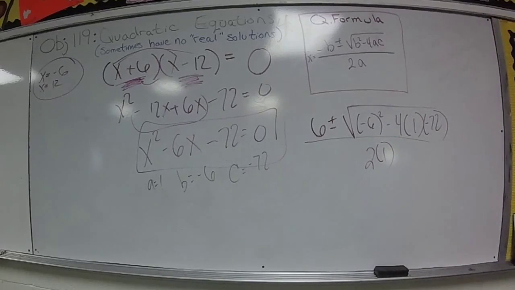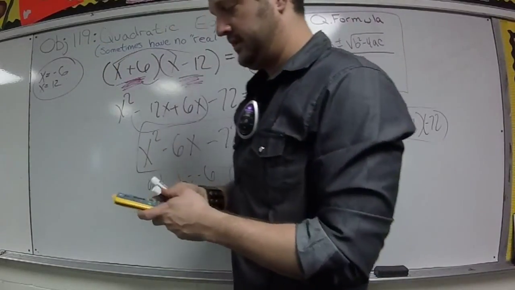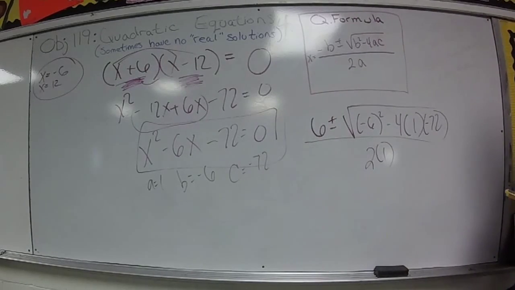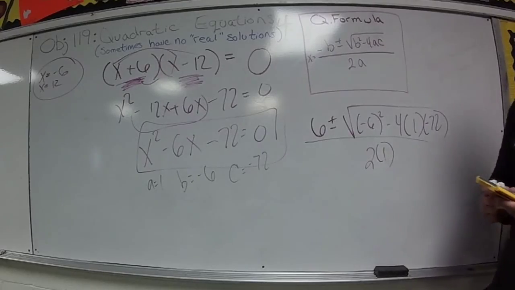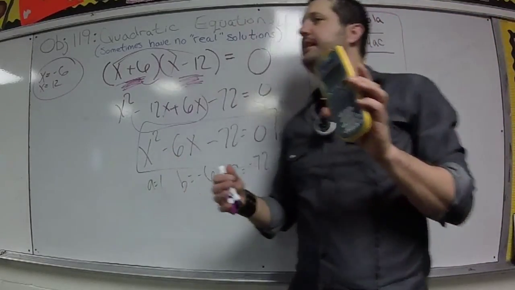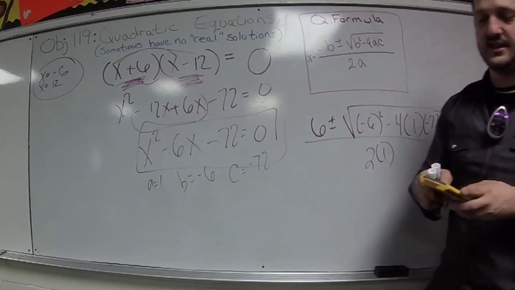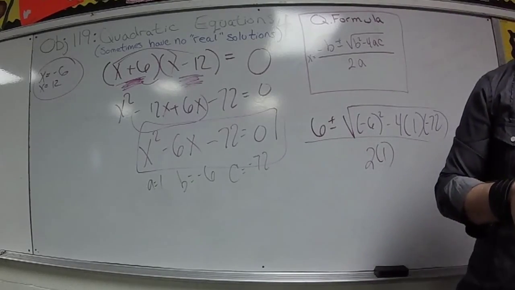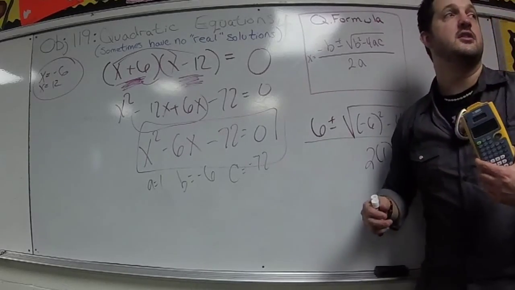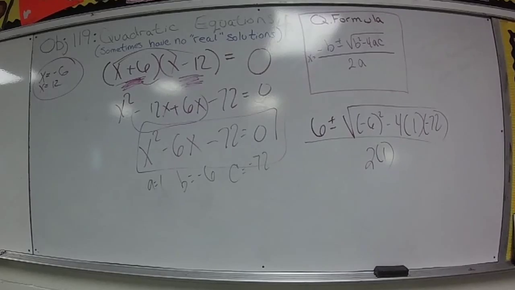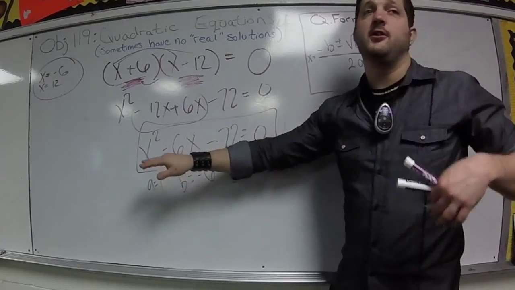All right, if I put that in the calculator, I should get one of these two answers. So the very first thing will be x equals 6 plus the square root of negative 6 squared minus 4 times 1 times negative 72, all over 2 times 1. Put it in, and the first thing I get is 12. Then you put it in once with the plus sign, once with the subtraction sign, and that should get you the negative 6.